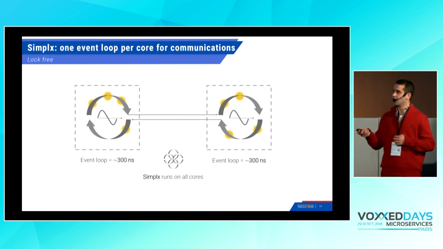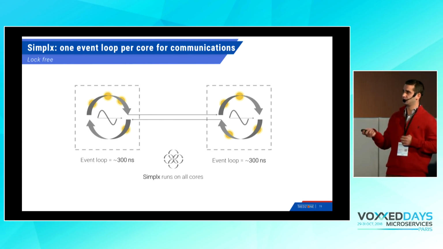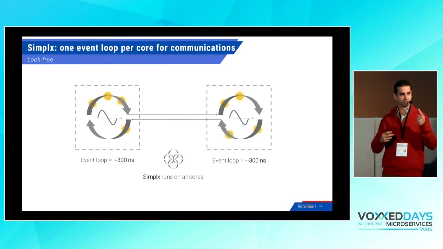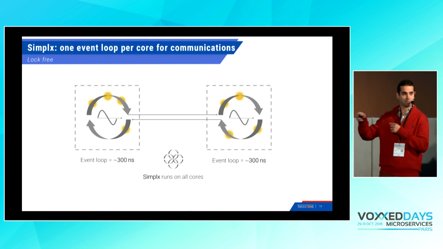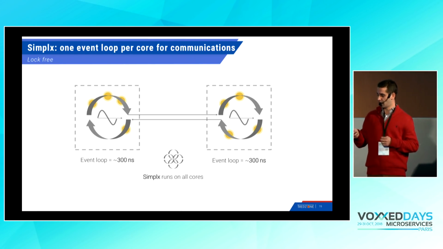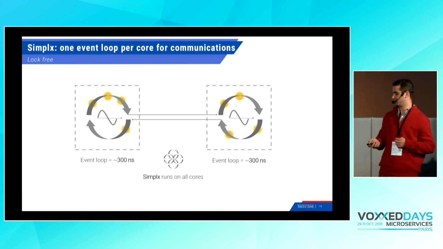And the event loops actually communicate with each other in a unidirectional communication channel. What this means is that if we have multiple actors that want to communicate with other actors on another core, we mutualize the synchronization. So we have one synchronization that is done instead of multiple synchronizations. And the communication is done in a lock-free mode.